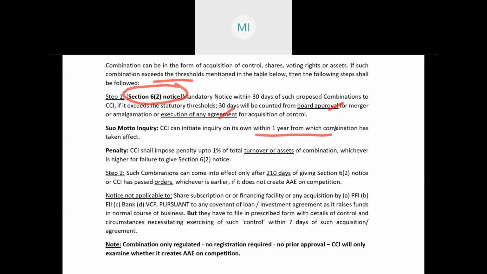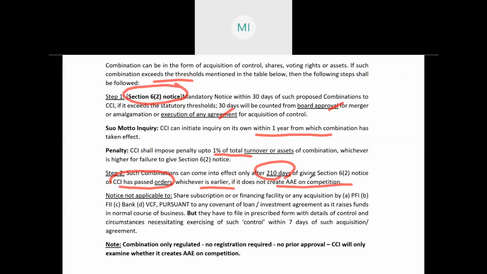So if you don't give this notice, then they can impose a penalty of 1% of total turnover or assets, whichever is higher. If you don't give this 6.2 notice, it's called 6.2 notice only. So combination can come into effect only after 210 days of giving 6.2 notice, or after getting orders of Competition Commission of India, whichever is earlier, if it does not create an adverse appreciable effect on competition.